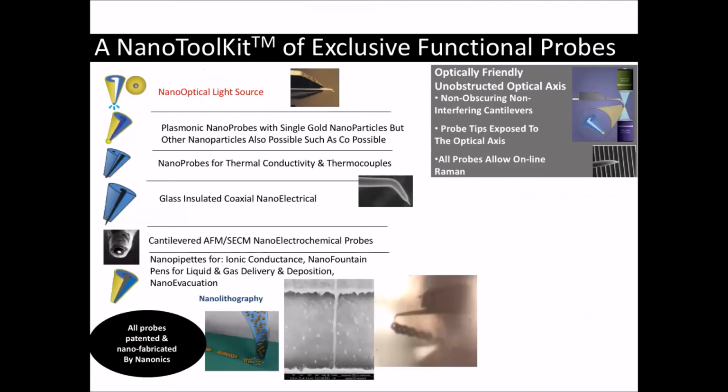And over the last 23 years of Nanonics, we have focused on nano-optical light sources with gold nanoparticles for plasmonic probes, with 2 wires in glass to make a nano heater or a thermal conductivity probe, or to make a thermocouple, a metal wire of platinum in glass, other methodologies, what's called scanning electrochemical microscopy, and even deposition. And here is a good example of a deposition.